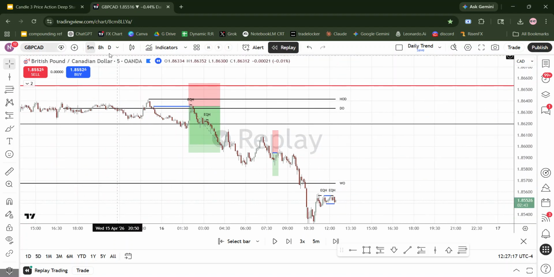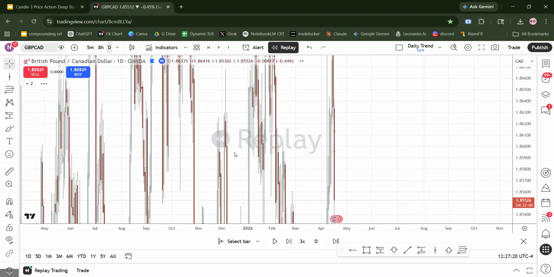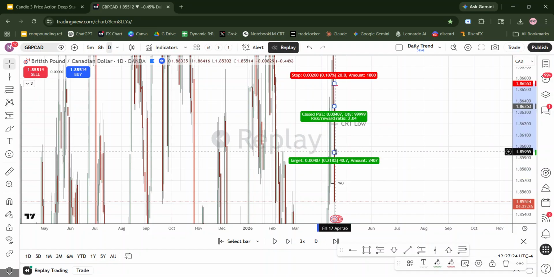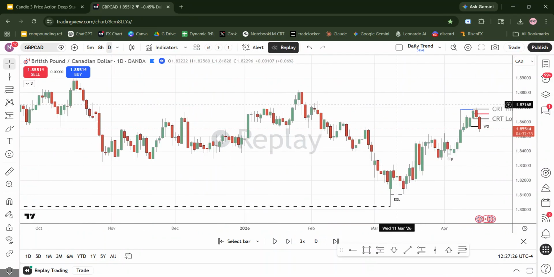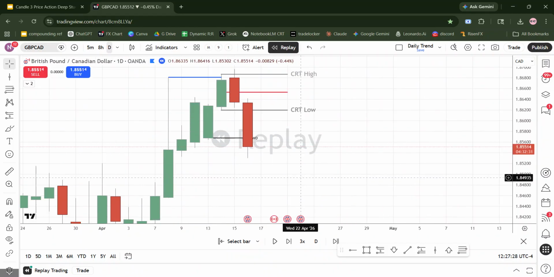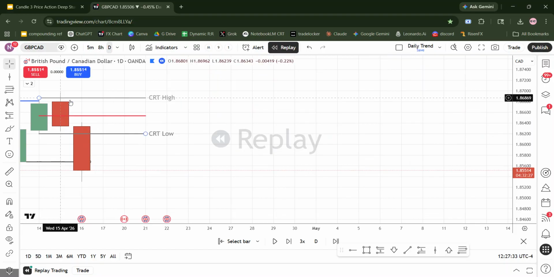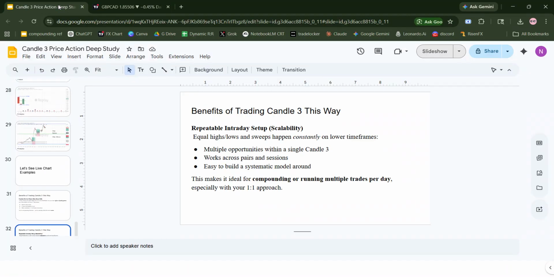It was a breakout of the range, though. That's the point. So if I get rid of that and this, let me reset this. Every now and then, candle 3 will completely break out of the candle range low. So candle 1, candle 2, and then candle 3 just completely broke out of it. That can happen too. So, there it is, right? Okay.